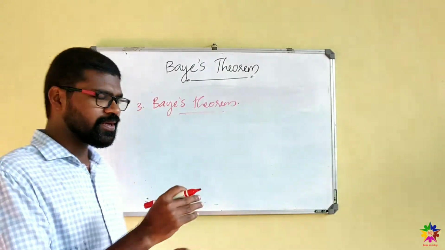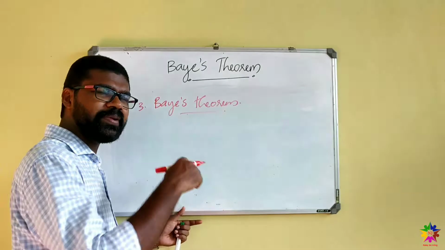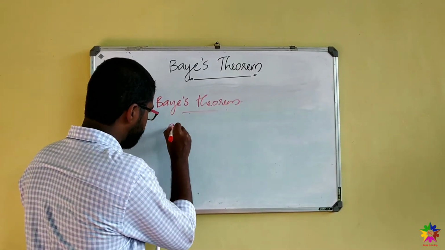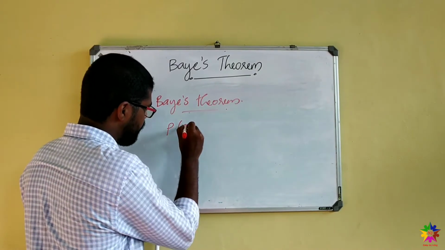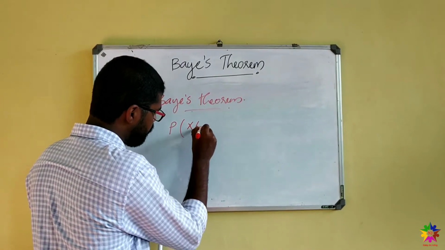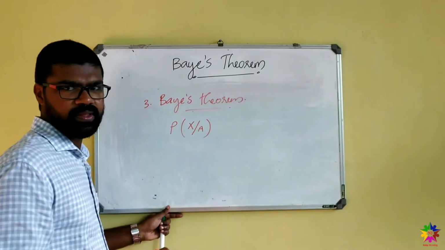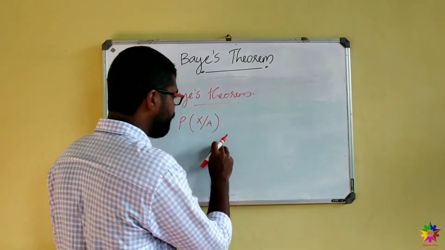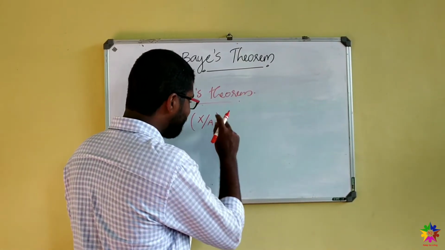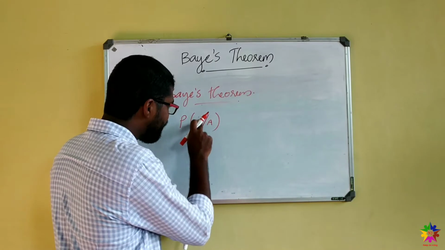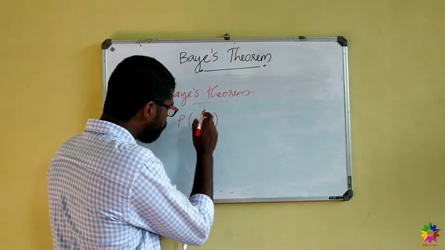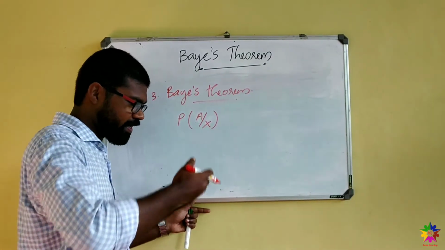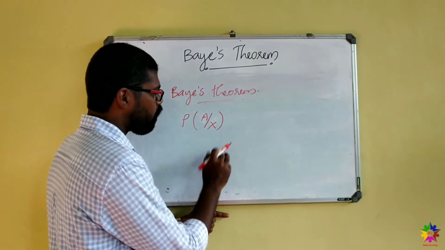In Bayes' theorem, it is just different from conditional probability. For example, probability of x given a is what we have seen in conditional probability. But here we are using probability of a given x. It's the opposite: a given x. So what does it mean?